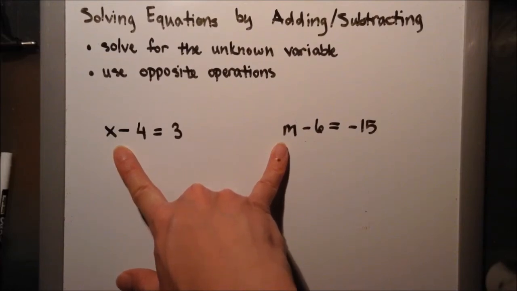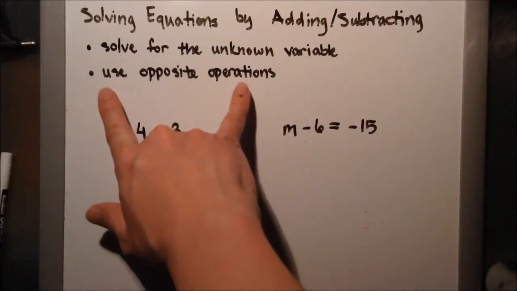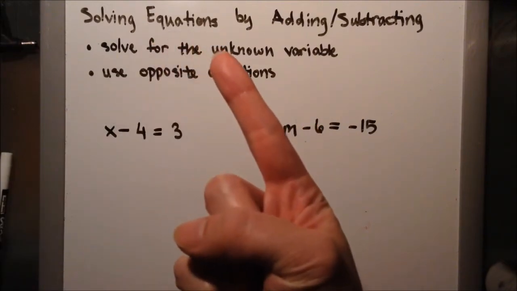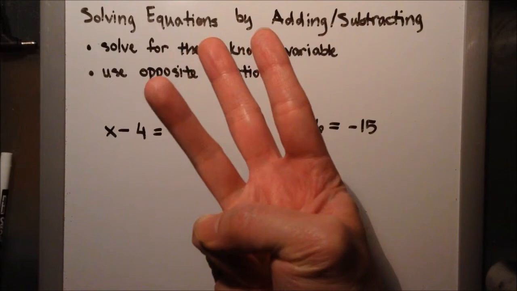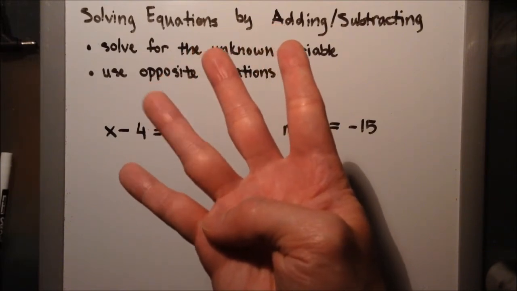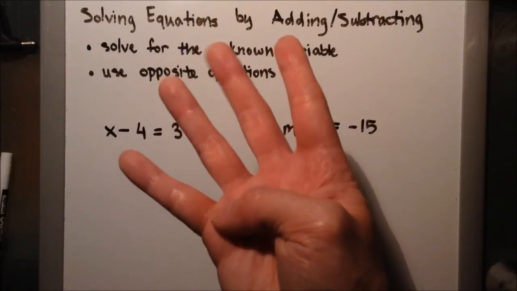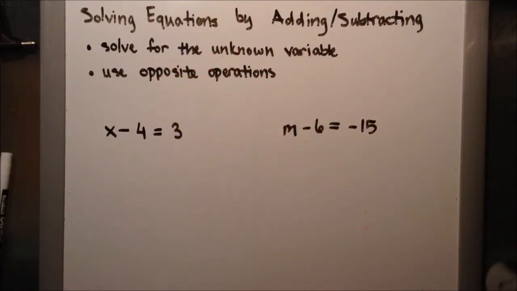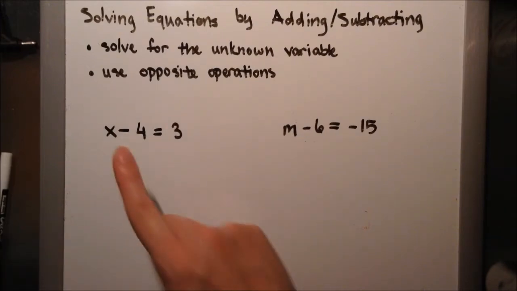In order to get them by itself, we have to use opposite operations. By operation, I'm talking about addition, subtraction, multiplication, and division. So add, subtract, multiply, and divide. Those are the four operations I'm talking about. You have to use them in order to get the variable x by itself and to get the variable m by itself.